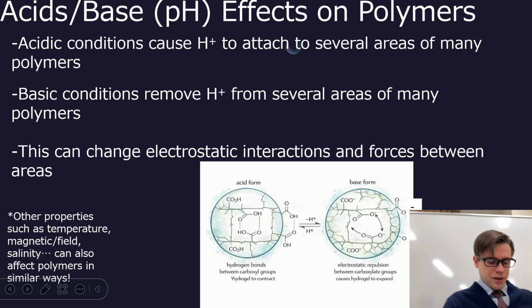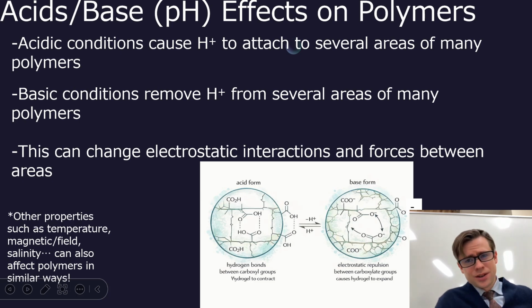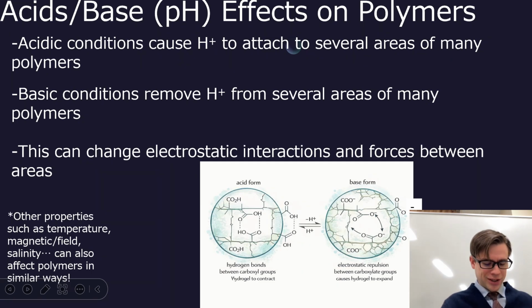so move on. There can be acid and base, or pH, effects on polymers as well. We haven't really studied acids and bases, what they are, in my videos yet, but generally acidic conditions cause H+ to attach to several areas of many polymers. And basic conditions will remove H+ from several areas of many polymers. This can change the electrostatic interactions and the forces between certain areas. So if we have this thing called a hydrogel here, this can expand or contract given different pHs or different acidity or basicity. So in acidic conditions, we have hydrogens attached everywhere in this structure, these carbon double bond OH groups. And they can hydrogen bond with each other, form this kind of dimer structure. So this will contract the hydrogel.